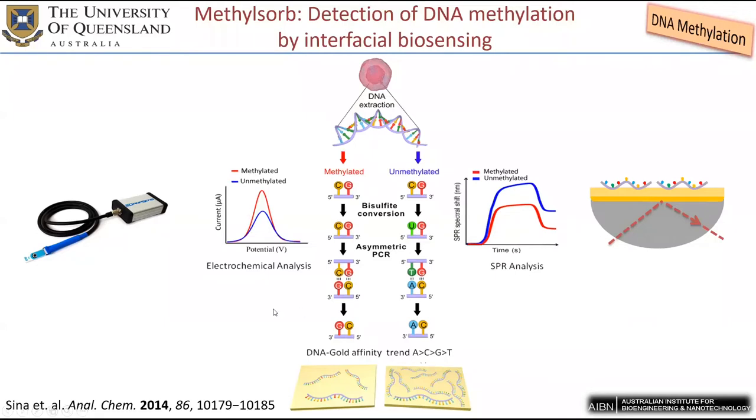We also detected these changes with electrochemistry. Electrochemistry works such that if there is more surface area, you get more current. So in case of unmethylated DNA, there is more DNA on the surface, which blocks the surface area of the gold, and you get less current in comparison to the methylated DNA. So that's how we can differentiate methylated and unmethylated DNA using a simple gold-DNA affinity method.